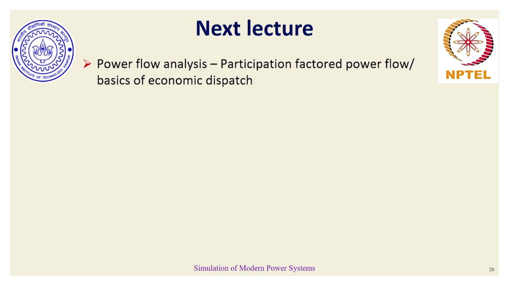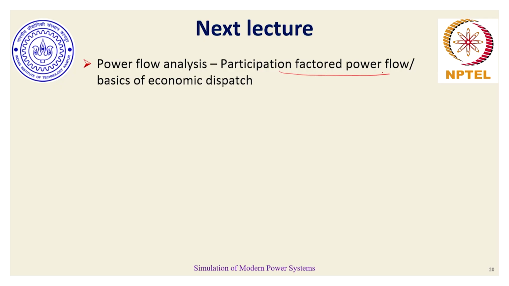The basis of participation factored power flow is: why should there be only one bus acting as slack bus? Why should only one bus be responsible for taking up the mismatch between generation and load as well as system losses? Is there a better way of minimizing this dumping behavior? That is where participation factored power flow comes in, which draws its inspiration from economic dispatch. So I'll also briefly touch on the economic dispatch aspect in the next discussion.